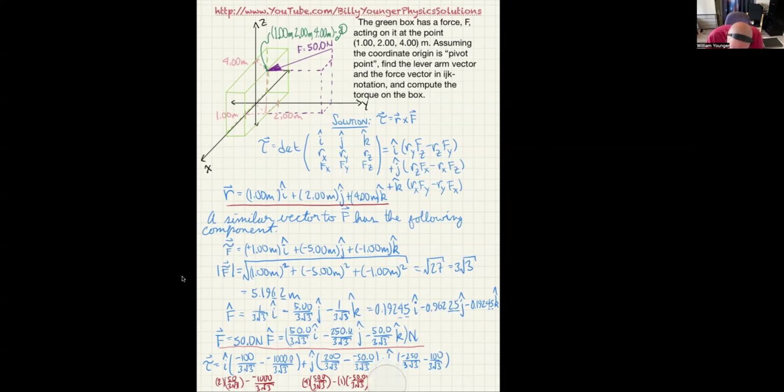And just double checking on the last one, even though I was more careful there, Rx was in fact 1. Rx was in fact 1, and then Fy was in fact negative 250 over 3 root 3, and then minus, but in this case it's Ry times Fz. Ry is 2, and Fz is negative 50 over 3 root 3. So we should actually have a double negative there. So I did make a mistake on that one as well.